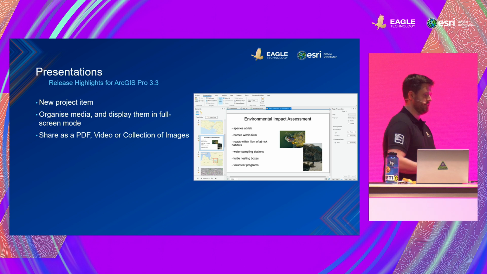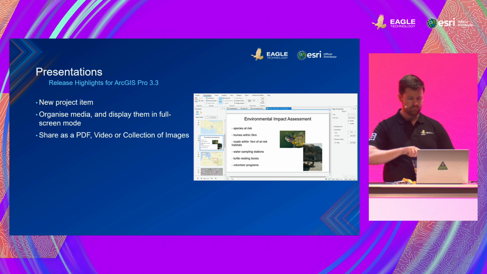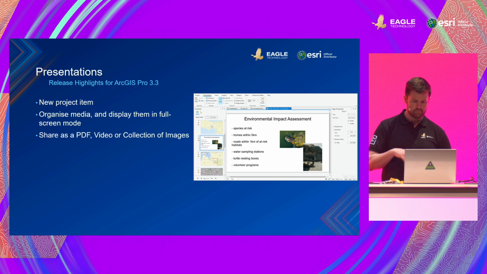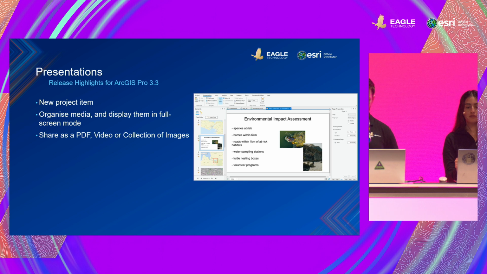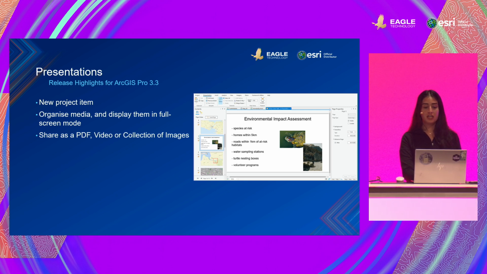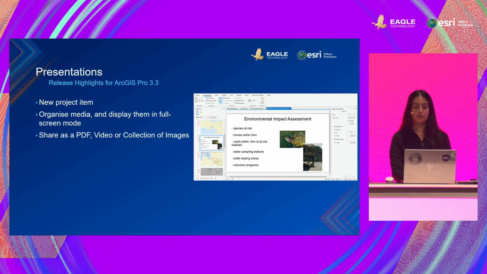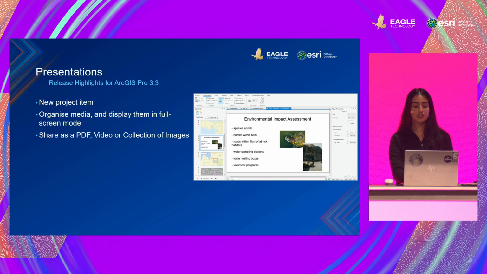So Fran, presentations. So they're a new project item in ArcGIS Pro 3.3 where you can leverage your maps straight from ArcGIS Pro into presentations and you can display your maps in full screen. There are 4 different types of pages. You can use maps, blank pages, and image and video pages as you saw in plenary in day 1. And you can share your presentations as a PDF, as a video, or a collection of images.